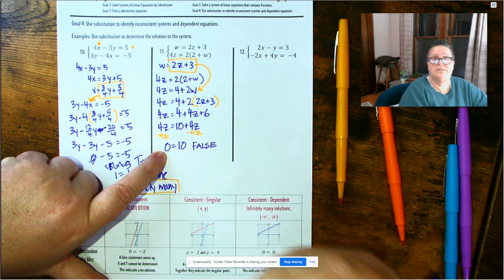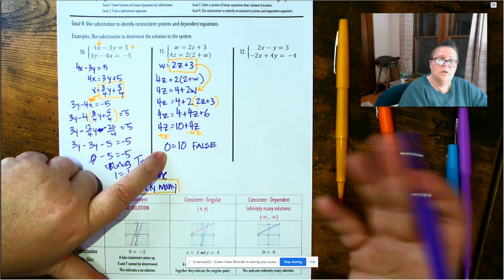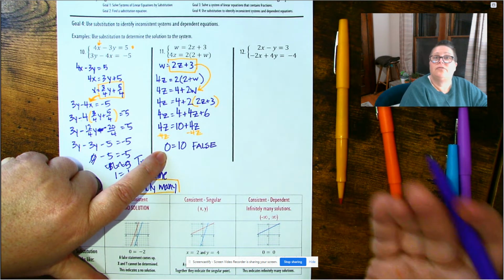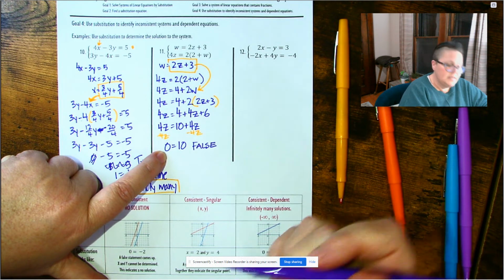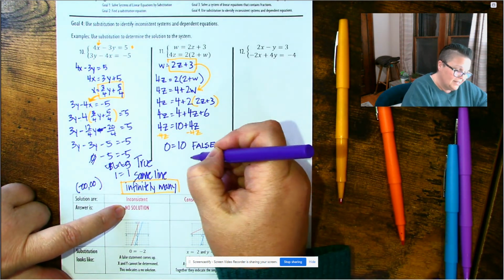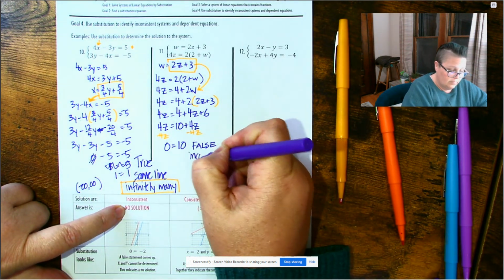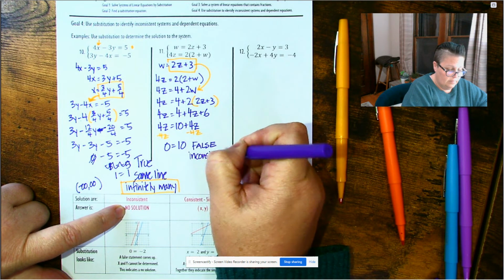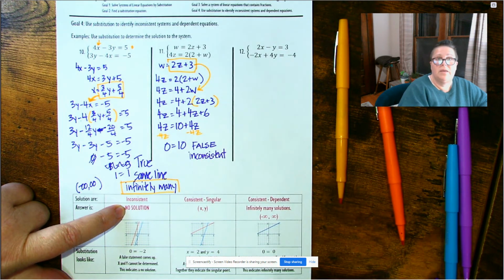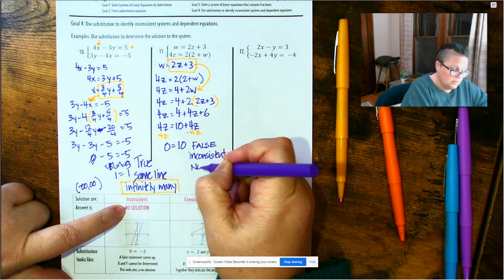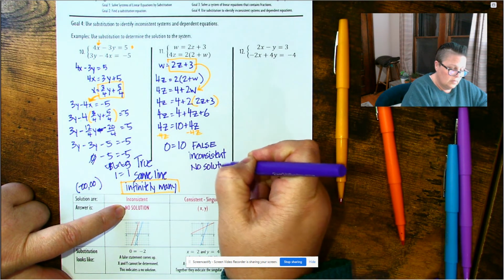This is false. This is a false statement. It's not true. What does this tell us when we get a false statement like this? This means that we have an inconsistent system. Something went wrong. Our system is inconsistent. There is no solution.